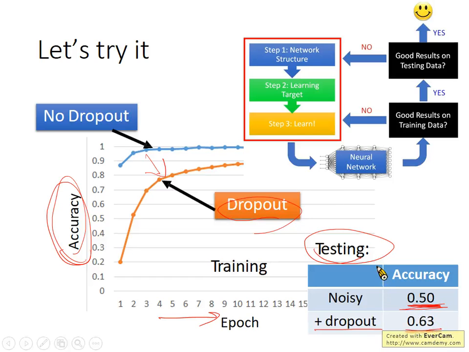So usually when we apply dropout, the training accuracy decreases. However, the testing accuracy increases. In real applications, we need to make a trade-off between training accuracy and testing accuracy, and basically we put more focus on testing accuracy. So dropout is a way to find a trade-off.